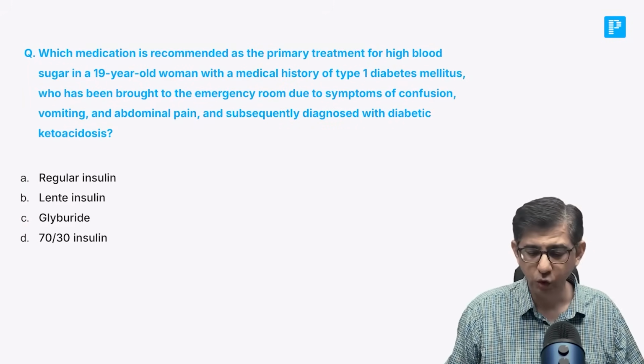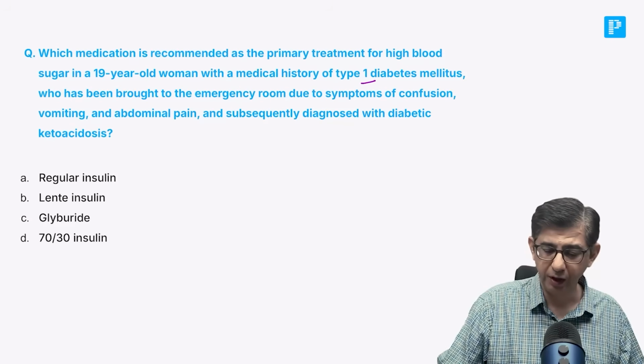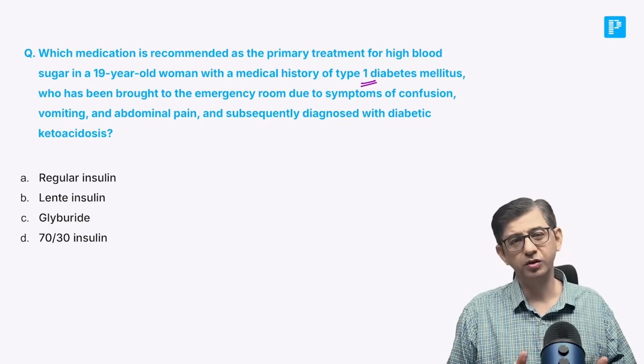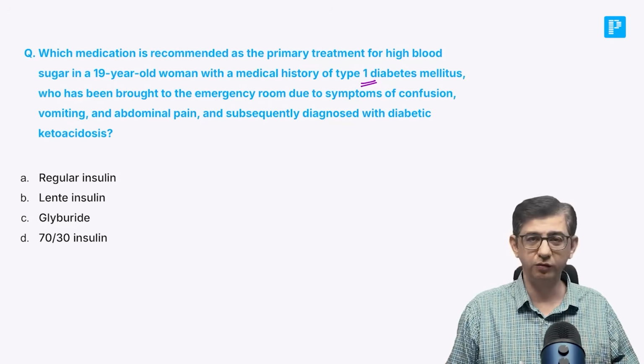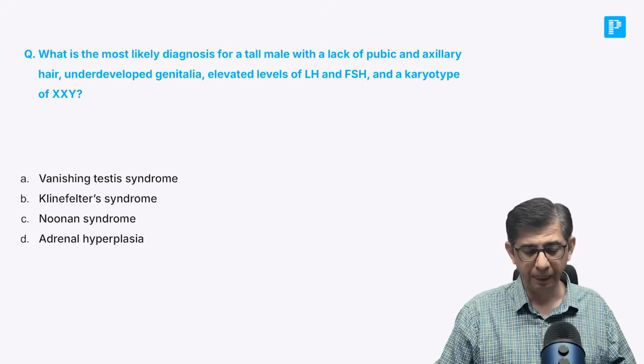Then is a patient who is having high blood sugar. She's 19 years of age. She's having type 1 diabetes. He's just testing your knowledge of which variety of insulin would be used in this case. So it would be regular insulin that we shall be using.